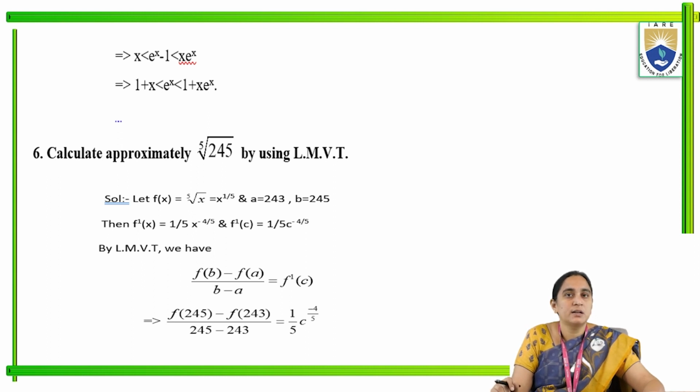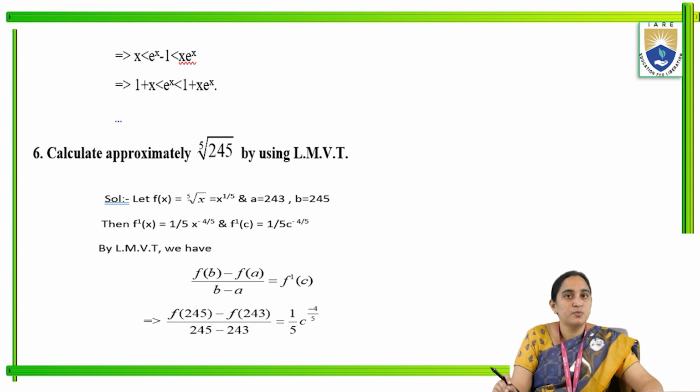Now I'm taking the fifth root of 245. Calculate approximately the fifth root of 245. Without using Lagrange's mean value theorem, we know the fifth root of 245 from scientific calculators, but here they're asking particularly to use Lagrange's mean value theorem.